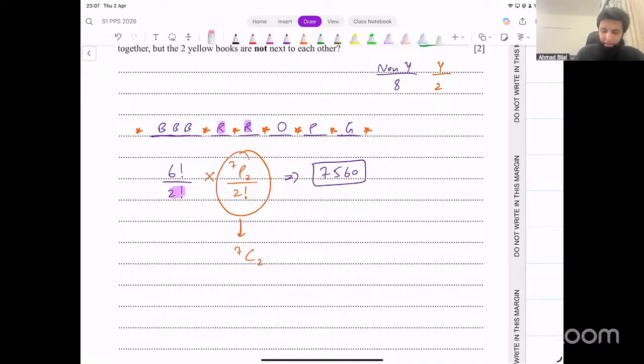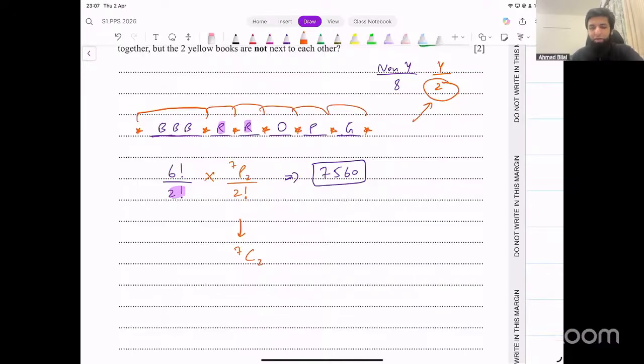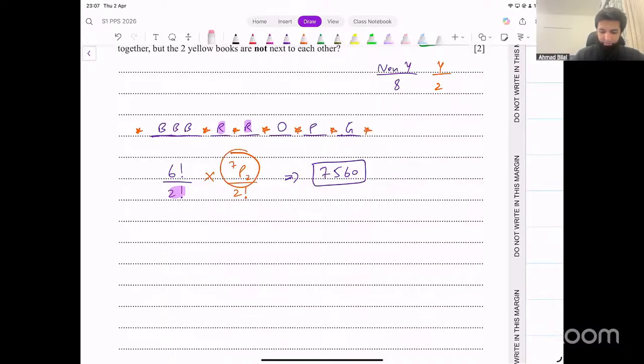The reason for that is the yellow books were considered identical. So we could just think of it like this. We've got 7 places and we have to select 2 places where we can place the 2 yellow books because their arrangements don't matter. They're identical. So in that case, instead of this, we could use 7C2 as well. But I think for most people, this is going to make more sense. Since we're arranging, we use permutations. But then since they're identical, we divide by 2 factorial because of that. I hope that answers the question.